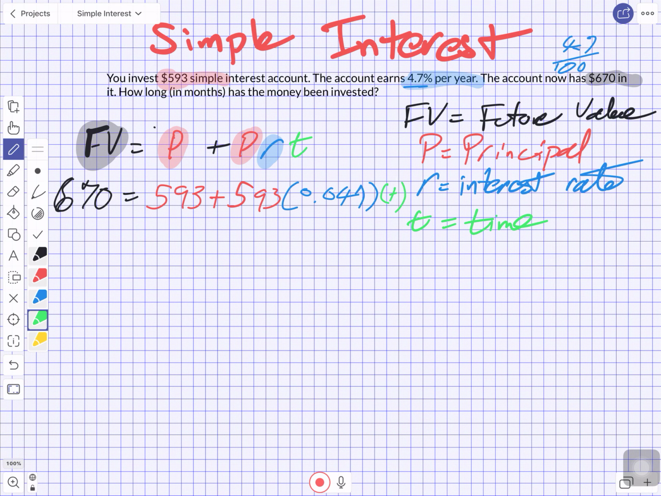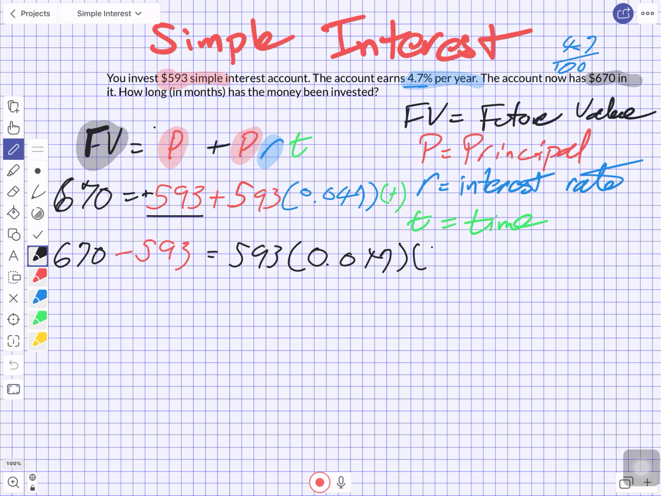And then solve. The first thing I can do is, since this 593 is all by itself, when I bring it to the other side, I would subtract because it's technically positive on this side. So that's going to look like 670 subtract 593 is equal to, we still have 593 times 0.047 times T. When we subtract, we end up with $77 on the left side.